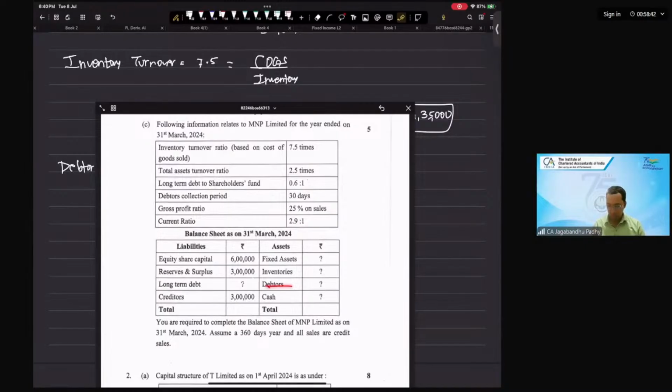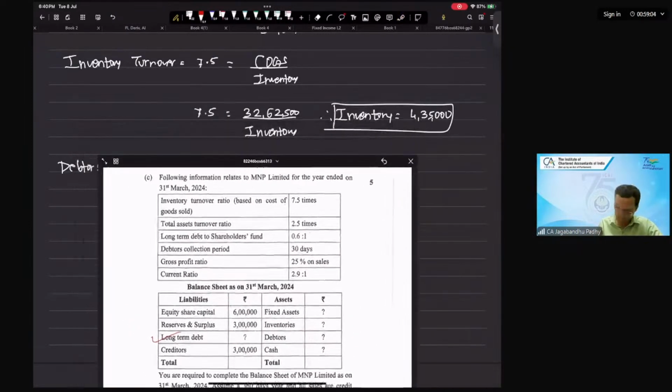That's what we got. We got the value of debtors. We have done with inventory. We have to compute now the cash balance. Now to compute, the only ratio which we haven't used is the current ratio.